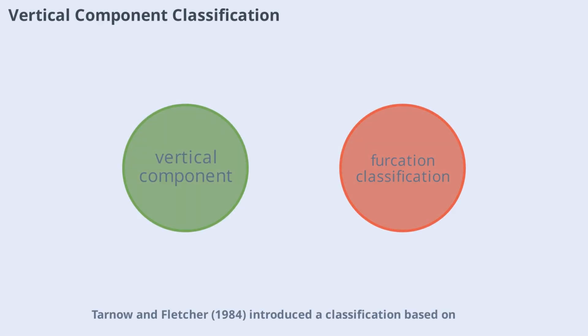Tarnow and Fletcher, 1984, introduced a classification based on the vertical component of bone loss in the furcation area. Subgroup A involves vertical destruction up to 1/3 of the interradicular height, 0 to 3 millimeters. Subgroup B extends up to 2/3, 4 to 7 millimeters, and subgroup C involves destruction beyond the apical third, 7 millimeters or more. This classification provides additional detail for assessing the severity of furcation involvement and planning treatment strategies.